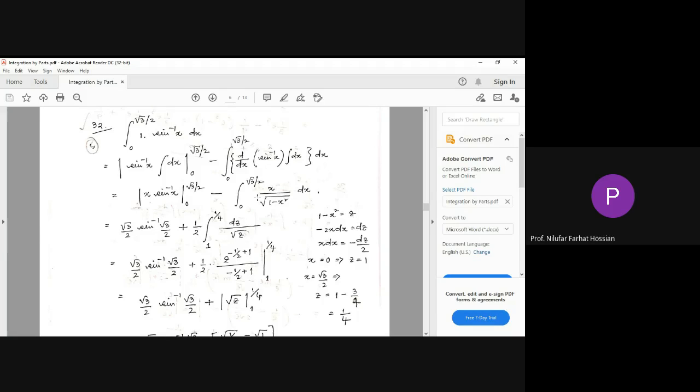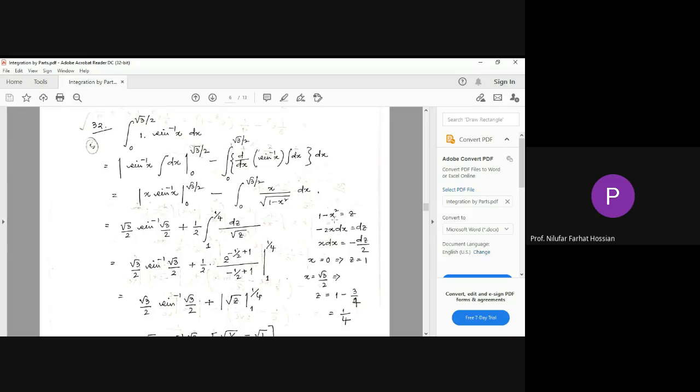And here, you have to use a substitution to perform this integration because it is x by root over 1 minus x square. Let us take 1 minus x square as z, another variable. 1 minus x square equal to z. You know the substitution method. Here you have to substitute for this 1 minus x square, which will give you x dx.